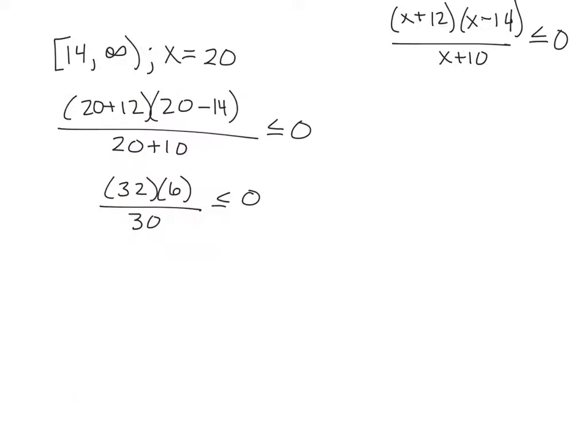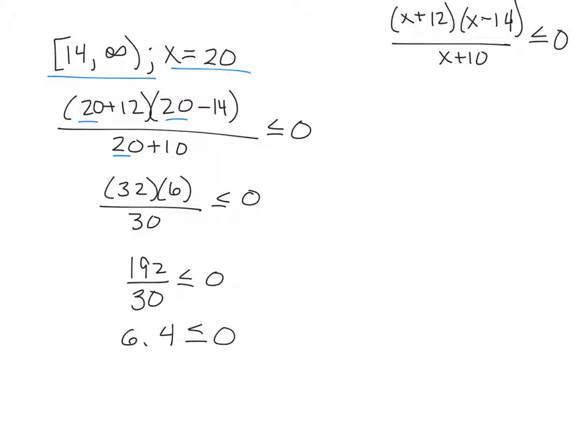Lastly, we'll look at our interval 14 to positive infinity, and I'm going to choose x equals 20. So I plugged in a 20 wherever there was an x, and we have 32 times 6 divided by 30. When we simplify that, I get 192 divided by 30, which is approximately 6.4. And 6.4 is not less than or equal to 0. So that interval will not work.